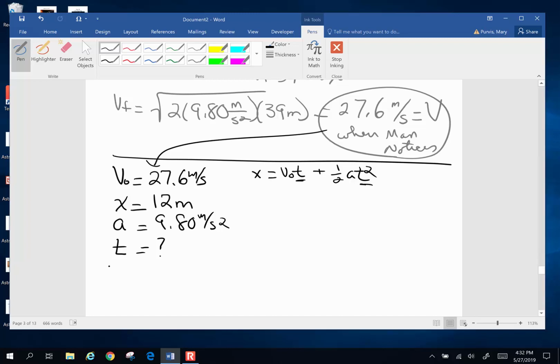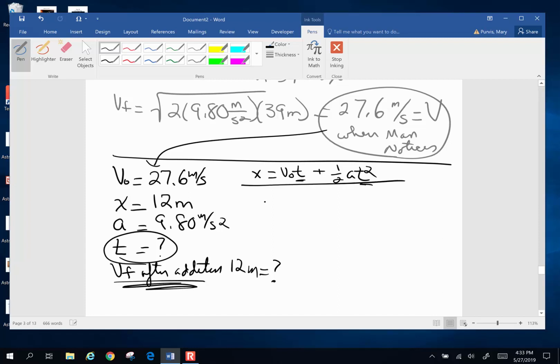And that is we're going to find the final velocity after it has traveled an additional 12 meters. After it has traveled that additional 12 meters, once we have that number, we can then find time. So I'm going to find VF. To find VF, I don't have t, but I have a and x and VO, so I'm going to use VF squared is VO squared plus 2ax. I'm going to solve for VF by taking the square root of both sides.